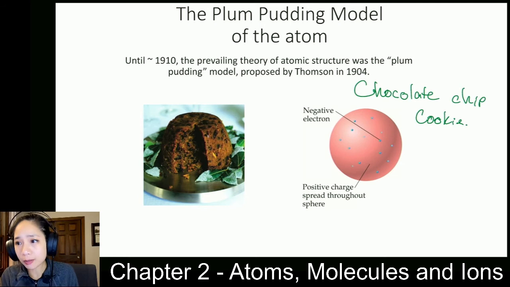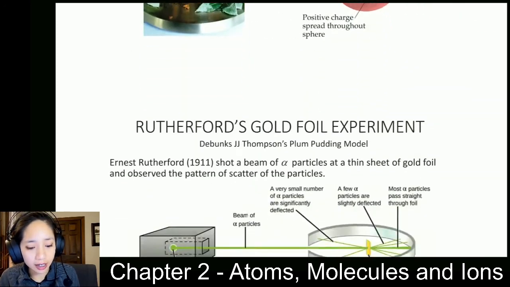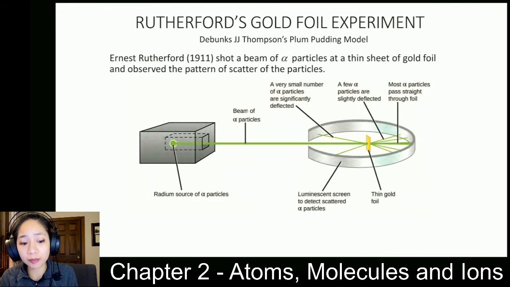And that was the accepted theory up until about 1910, where a guy named Ernest Rutherford essentially debunks J.J. Thomson's plum pudding model with his gold foil experiment. This experiment was pretty profound. What Rutherford did in, I guess, 1911 is he took a beam of alpha particles.